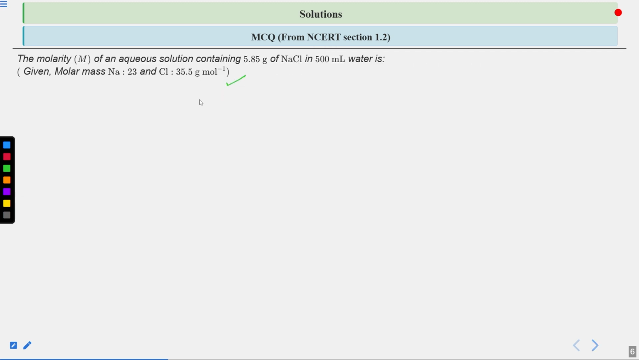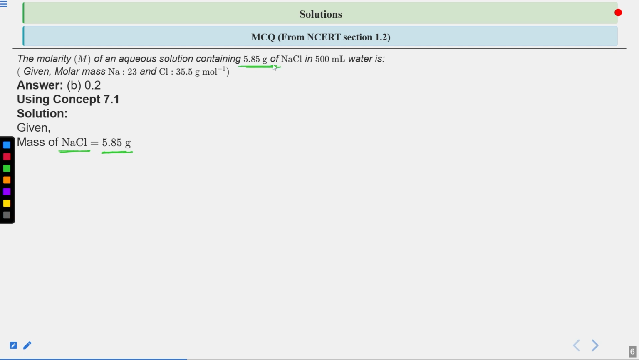So for the given question, the correct answer is option B, that is 0.2. That means the molarity is coming out as 0.2. Let's see how. Using the concept 7.1, the given quantities are the mass of sodium chloride, which is 5.85 grams. It is given that the mass you are taking to dissolve in the aqueous solution is 5.85 grams of sodium chloride, or you can say salt.